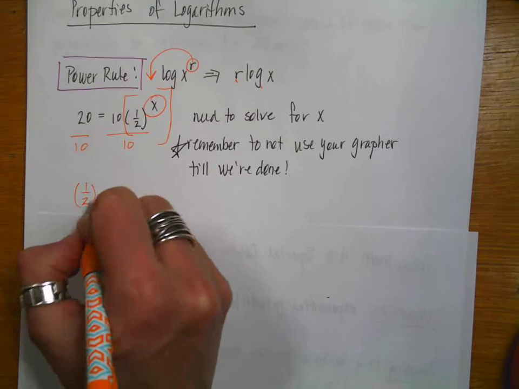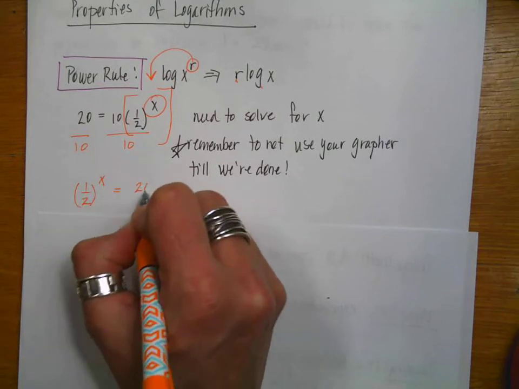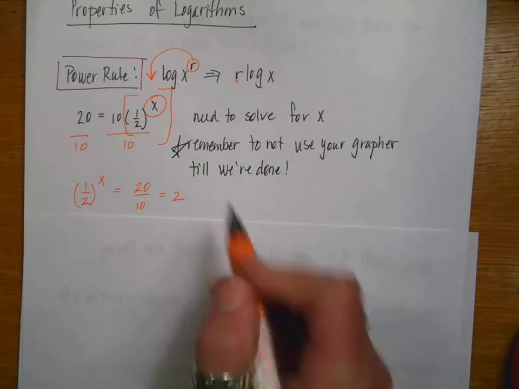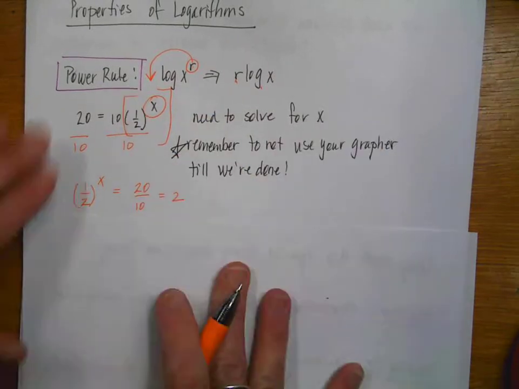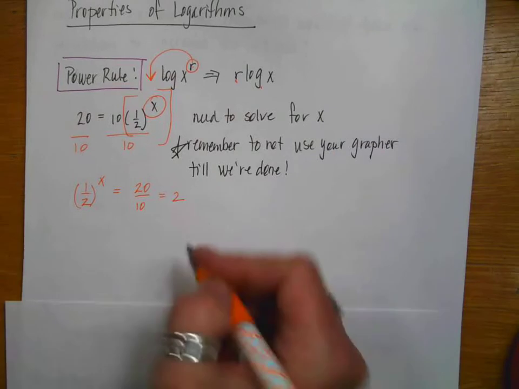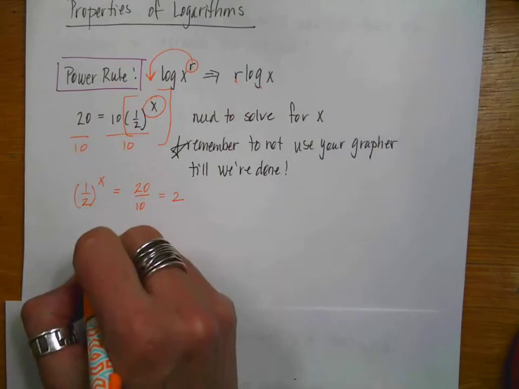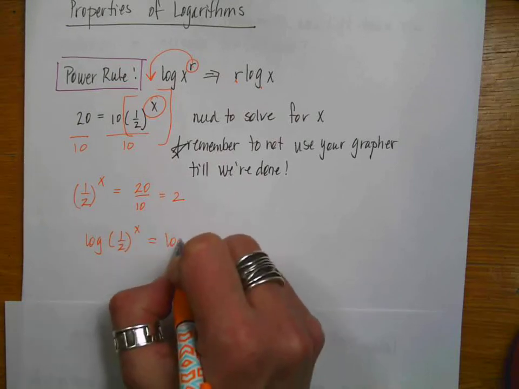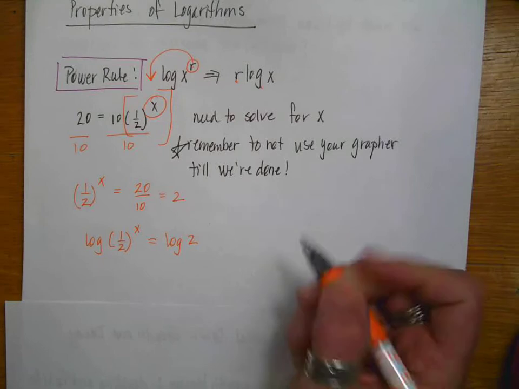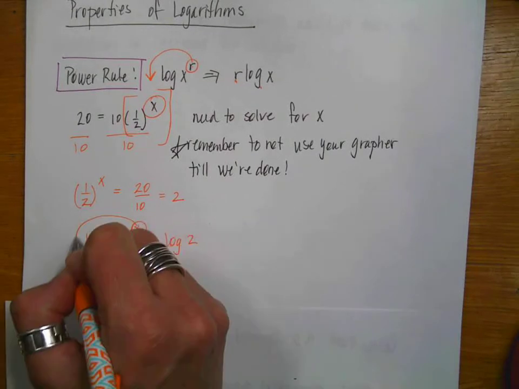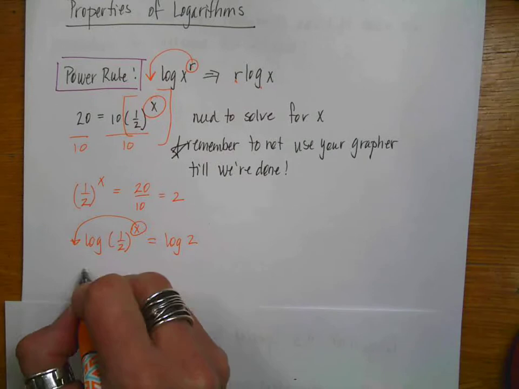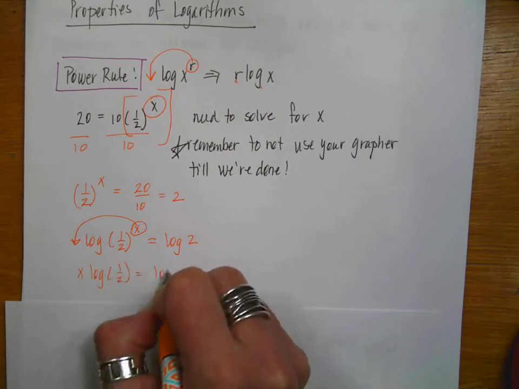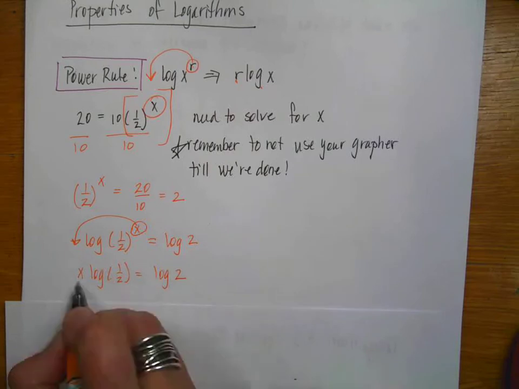So I'm going to get 1/2 raised to the x is equal to 20 divided by 10, which is 2. Well, now I'm going to use my properties of logarithms, and so what I'm going to do is take the log of both sides. So I'm going to say the log of 1/2 raised to the x is equal to the log of 2. The power rule means that that guy can go out front, and so I would have x log of 1/2 is equal to the log of 2.